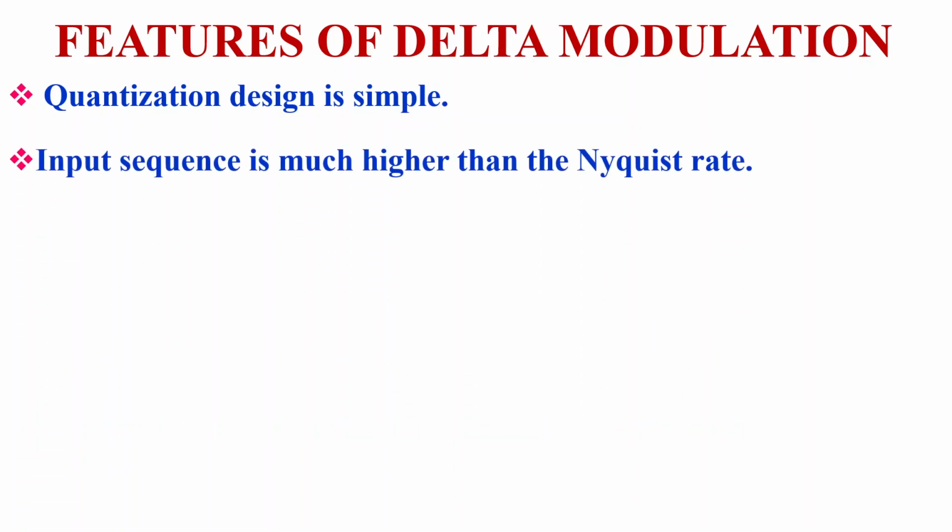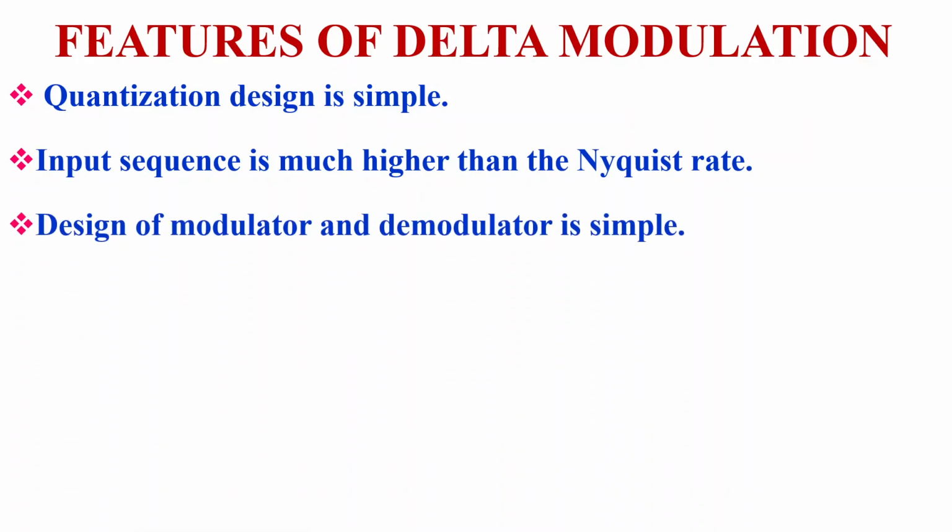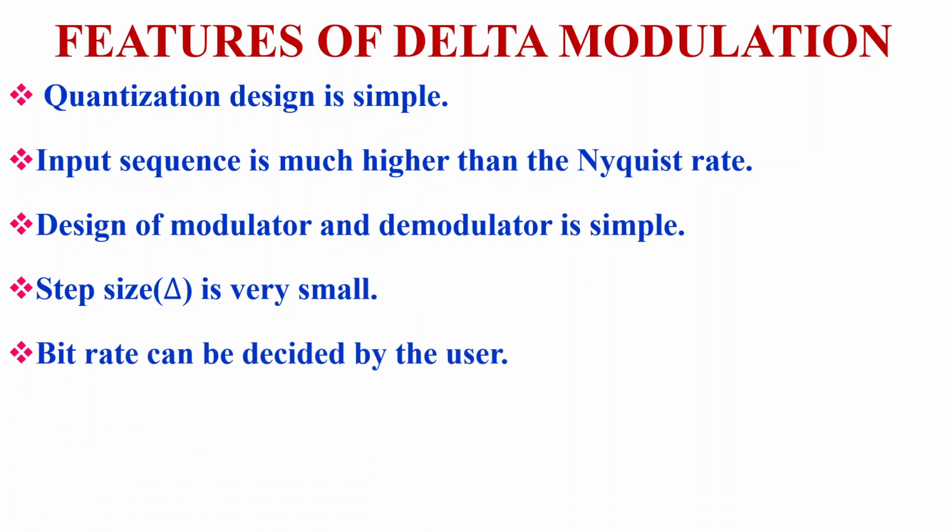Here we are going to discuss the features of delta modulation. Some features are highlighted here. The quantization design of delta modulation is simple. The input sequence is higher than the Nyquist rate. Modulator and demodulator of delta modulation design is very simple. The step size which is used for approximation of x of t and u of t is very small. The bit rate can be decided by the user.